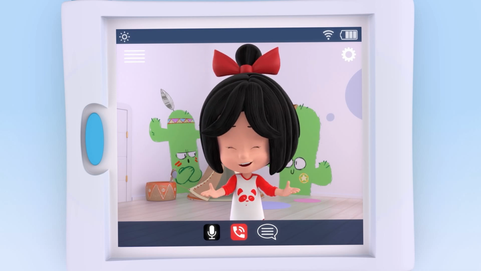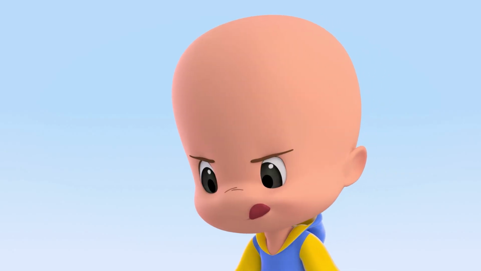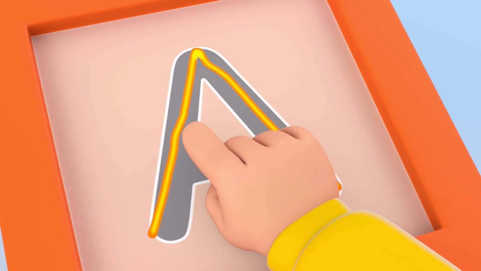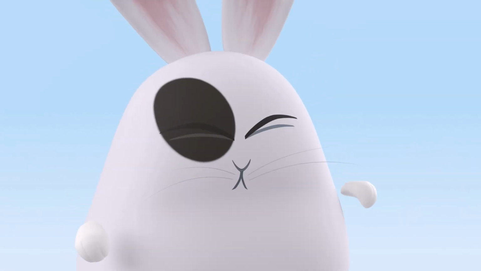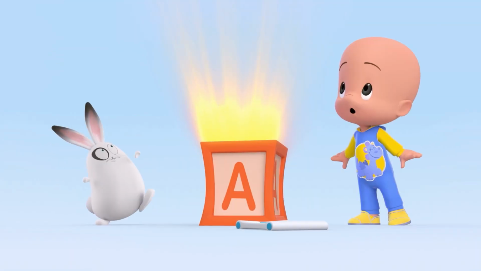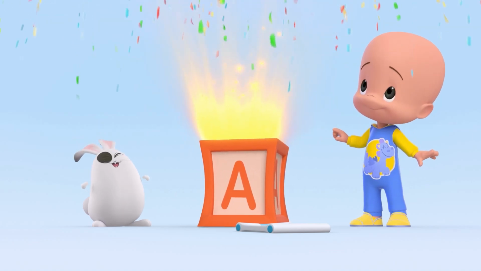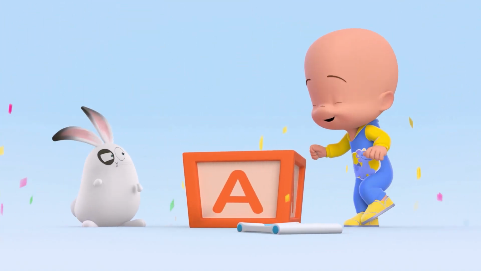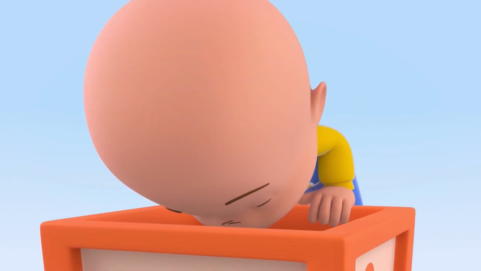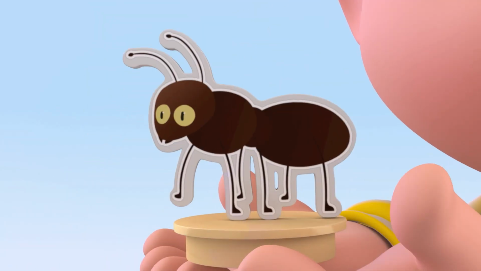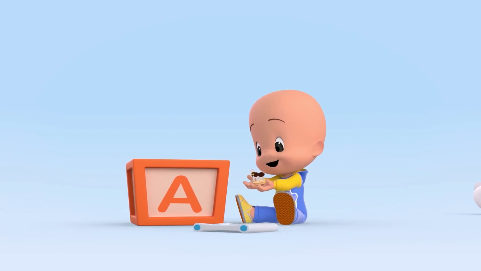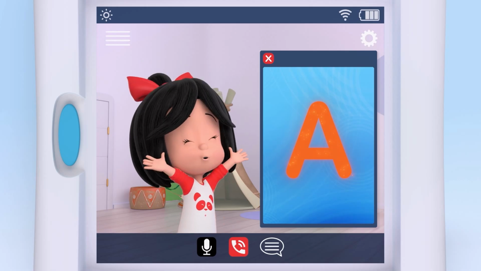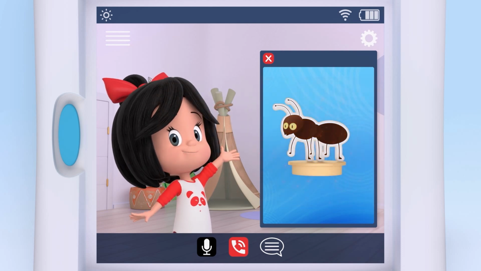Try again. Follow the lines. A. Ant. That's right. A is for ant.